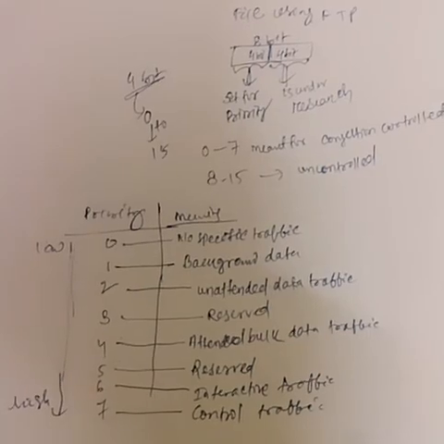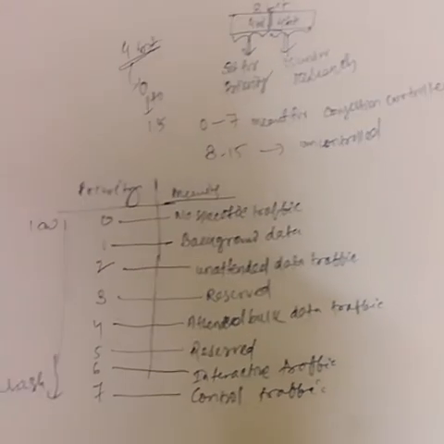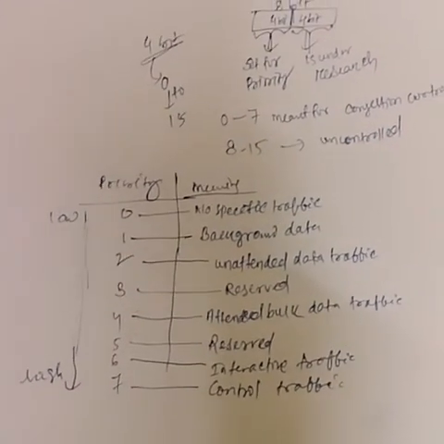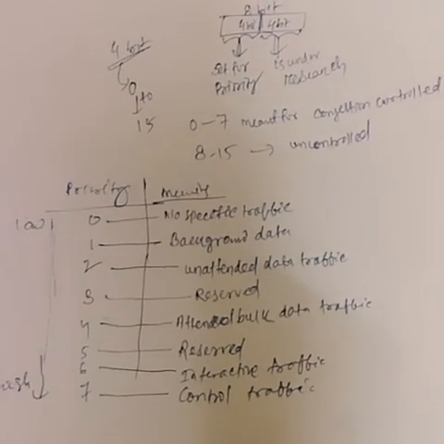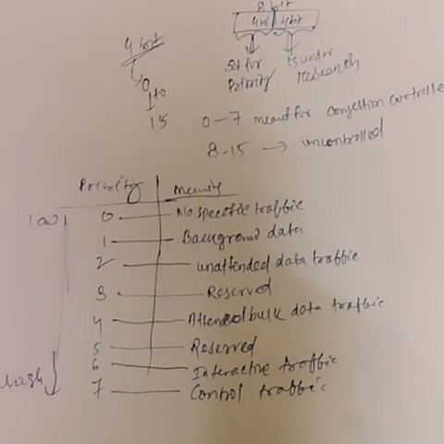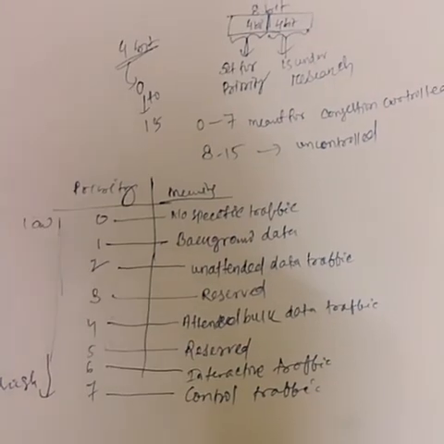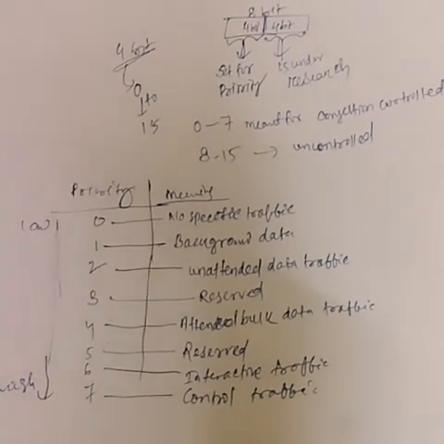Up to this point we have covered 0 to 7, meant for congestion control traffic. Next we will discuss uncontrolled traffic, right?